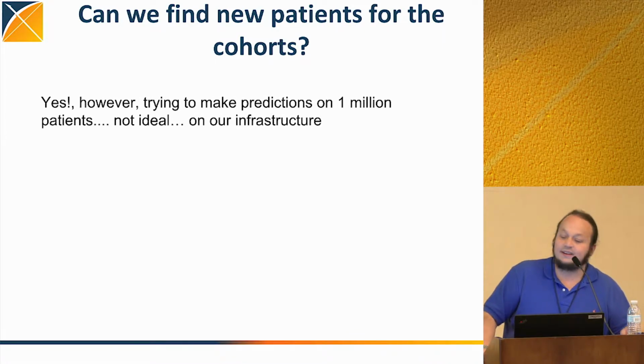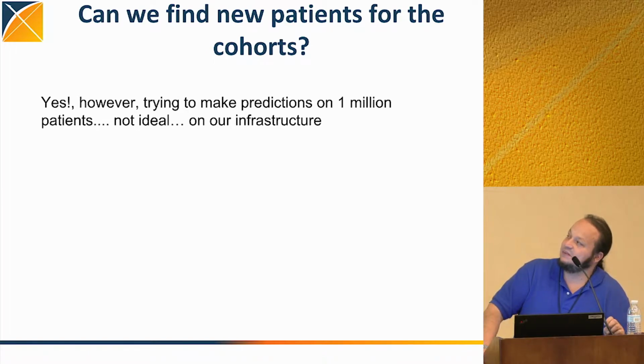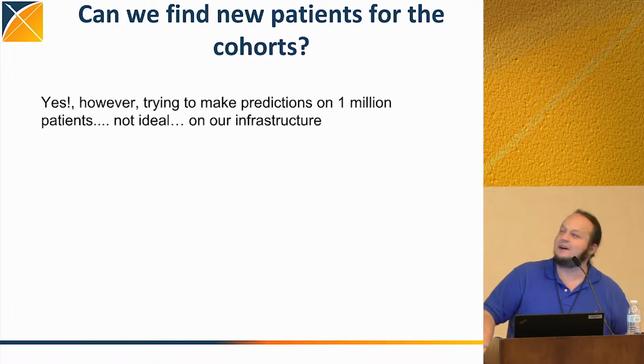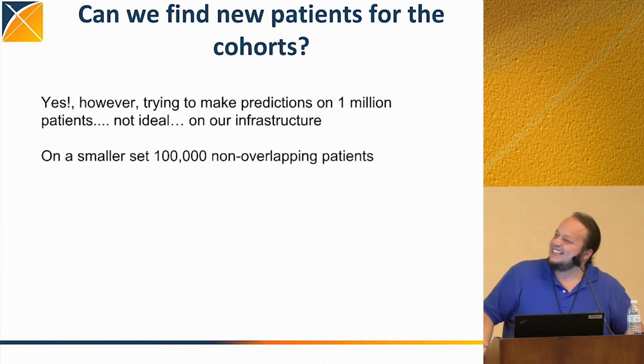So okay, fine. I tried to make the predictions in the 1 million patients remaining. Not ideal. I crashed my server 3 times. That's probably because of the server's limitations, or I don't want to maybe admit bad programming. I don't know yet. And then I was like, okay, fine, I'll go for 10% of that. So I tried it on 100,000 non-overlapping patients, meaning that they were in none of those other 5 cohorts.